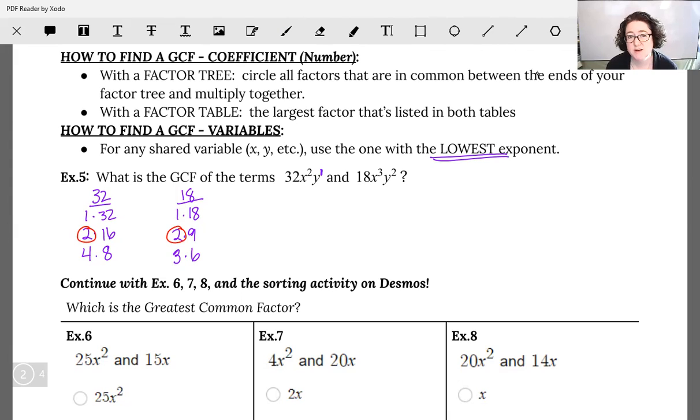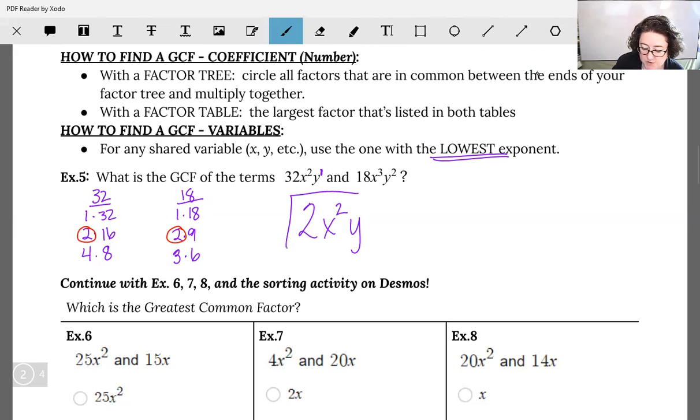So we're ready to write out our GCF. Our common factor between our two lists was 2, so that goes into our GCF. Between our x terms, x squared and x cubed, which one has the smaller exponent? Well, that's x squared. And between y and y squared, which of those has the smaller exponent? Well, the plain y. And so your GCF between 32x squared y and 18x cubed y squared is 2x squared y.